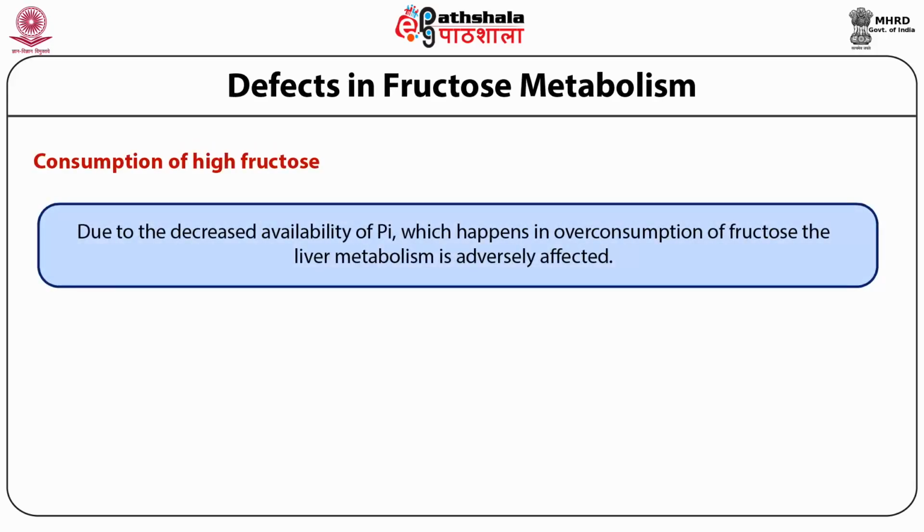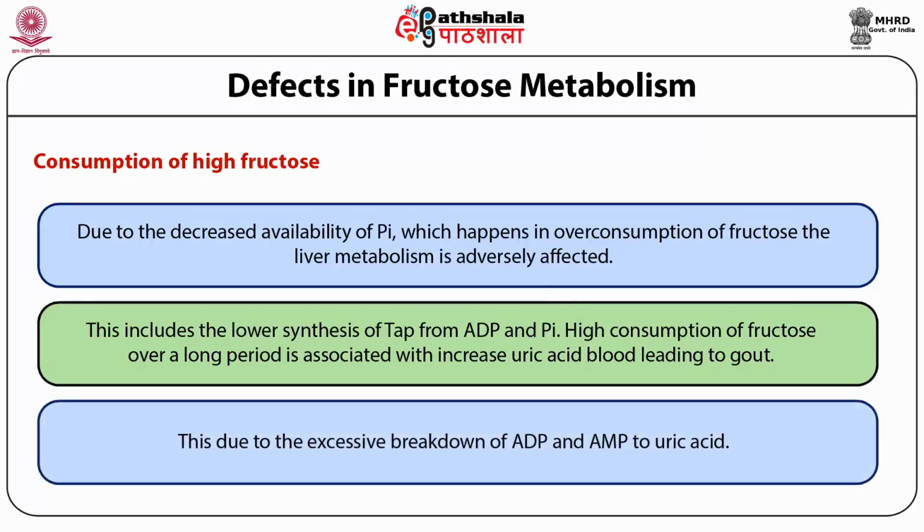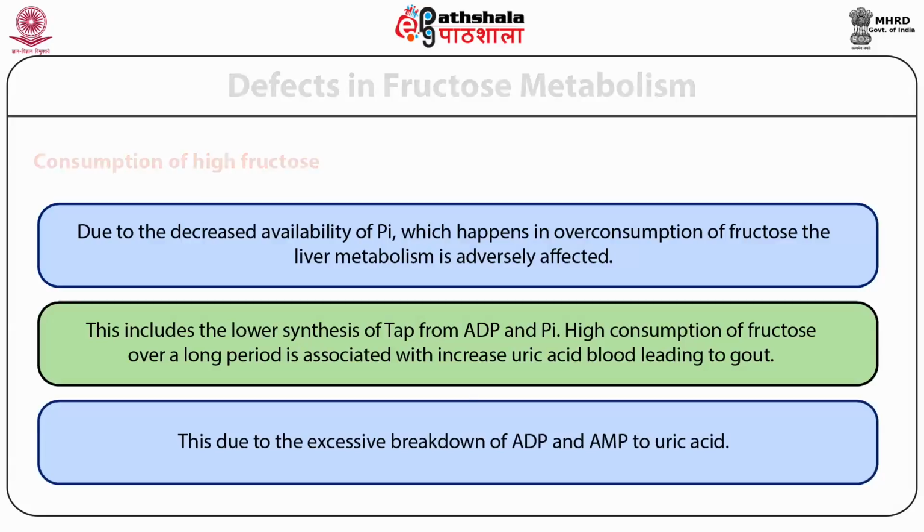Due to the decreased availability of phosphate, which happens in overconsumption of fructose, the liver metabolism is adversely affected. This includes the lower synthesis of ATP from ADP and phosphate. High consumption of fructose over a long period is associated with increased uric acid in the blood, leading to gout. This is due to the excessive breakdown of ADP and AMP to uric acid.